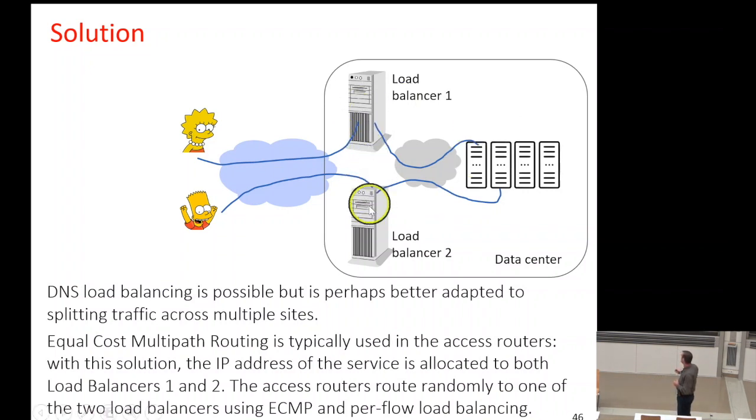And we have seen that one of the key things you do when you implement that sort of thing is to make sure that you do per flow load balancing. So different packets of the same TCP connection are very likely to be sent to the same one of the two machines.